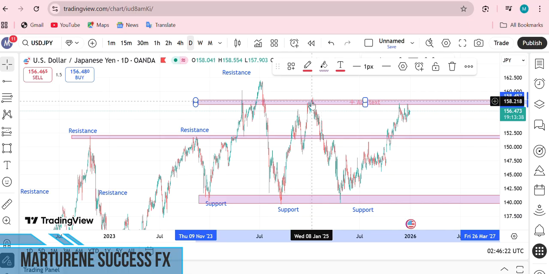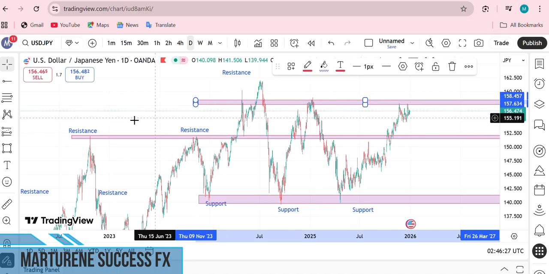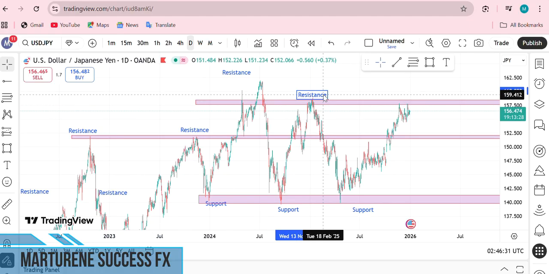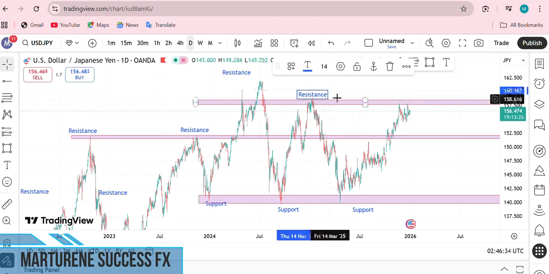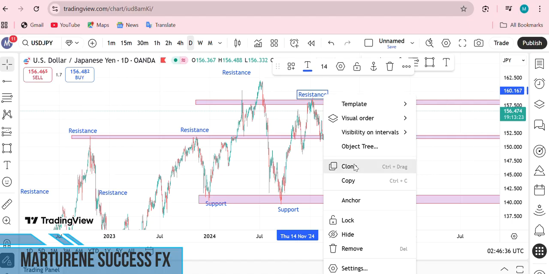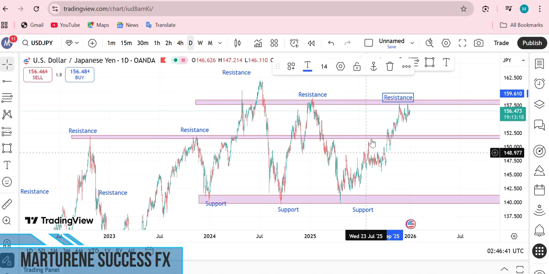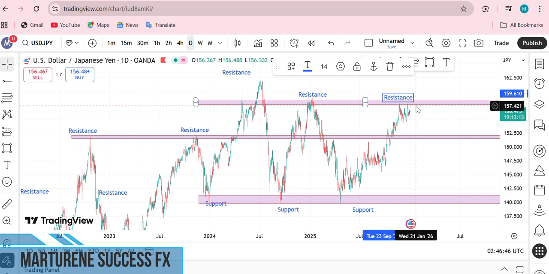So this one, this is a resistance level, the highest point reached, okay, and you connect two of them. So we plot this support and resistance so that when the market is approaching these zones, we are expecting something to happen. Either there will be a rejection or there will be a break.